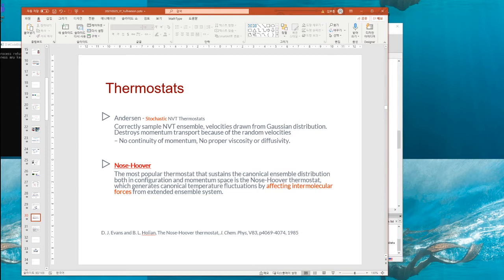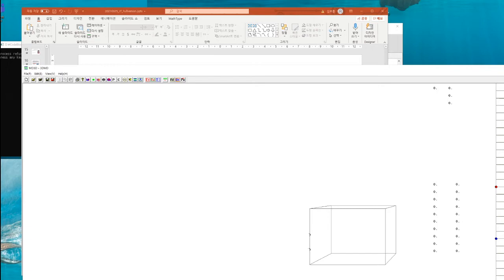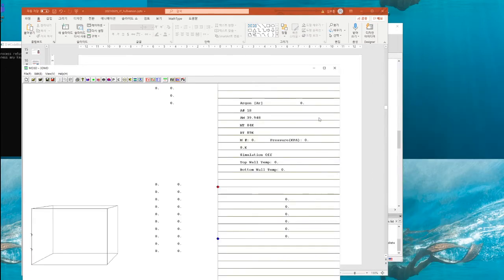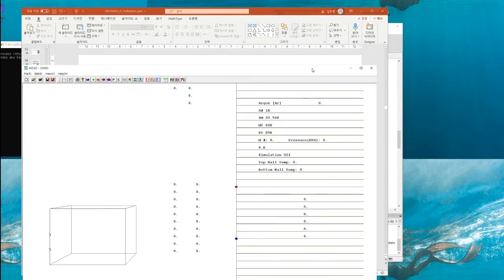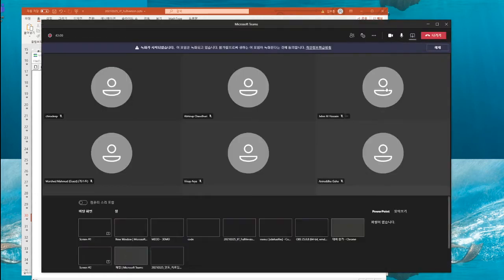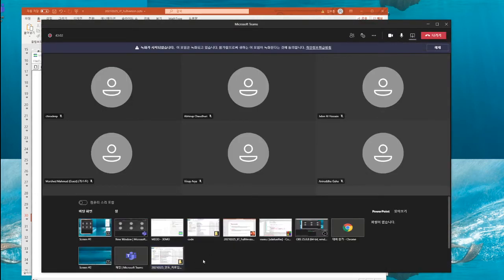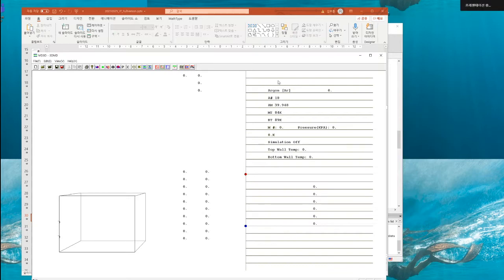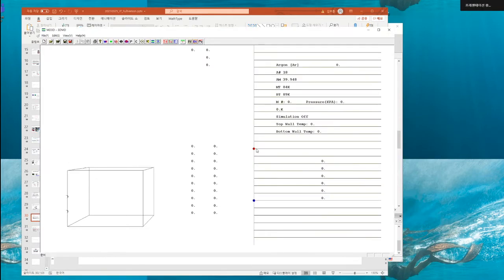Alright, so now I have this code that I built myself, on my computer. Let me show you how these thermostats are working. Okay, so let me change presentations from my slide to here. So this is the three-dimensional MD code that I built. I hope you can see this clearly.